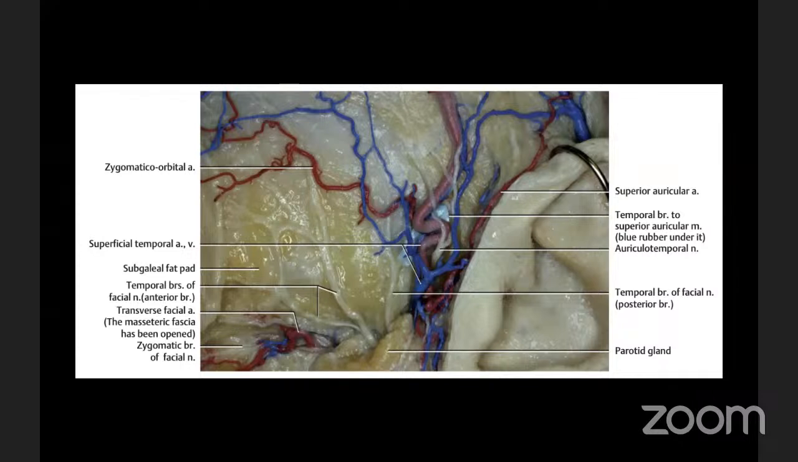So as we go from superficial to deep, from superior to inferior, the superior branches are more superficial. That is the temporal branch and the zygomatic branch. And as we come closer down to the angle of the mandible, the branches are slightly deeper. So you have to understand the levels of the facial nerve. Now, why is this important?